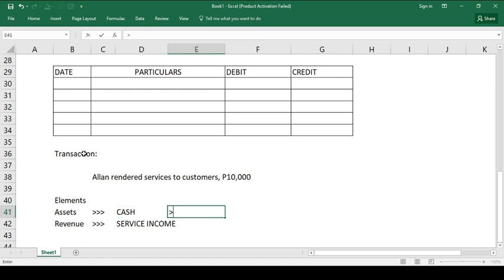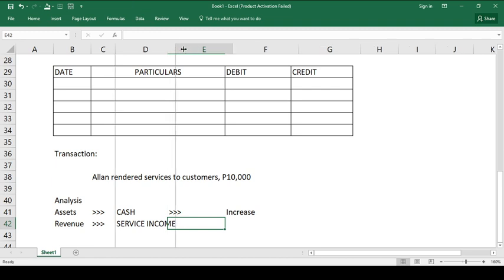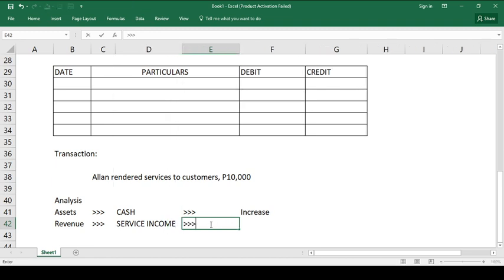Sunod, ano po ba effect nito? Anong effect sa cash? So, this is our analysis. Ano po ba effect sa cash? Sir, nakatanggap po ako ng cash. So, nadagdagan. So, there is an increase on cash. Sir, sa revenue, yung income ko po, nadagdagan rin. So, if nadagdagan, there is also an increase on service income. That's your analysis.